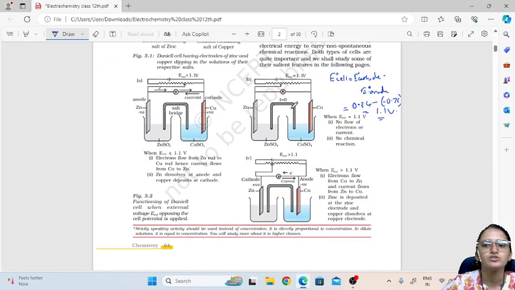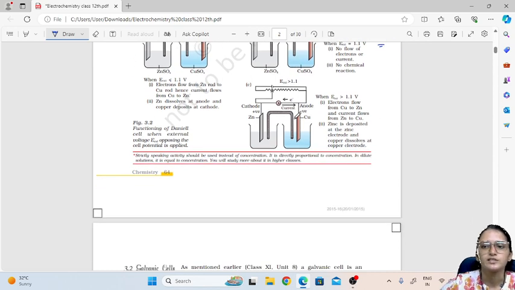When external potential is equal to the potential of the galvanic cell, that is E external is equal to 1.1 volt, then what will happen here? No flow of electrons or no flow of current will take place, and so there is no chemical reaction. So when external potential is equal to the 1.1 volt, that is the value of this cell, no reaction will take place.